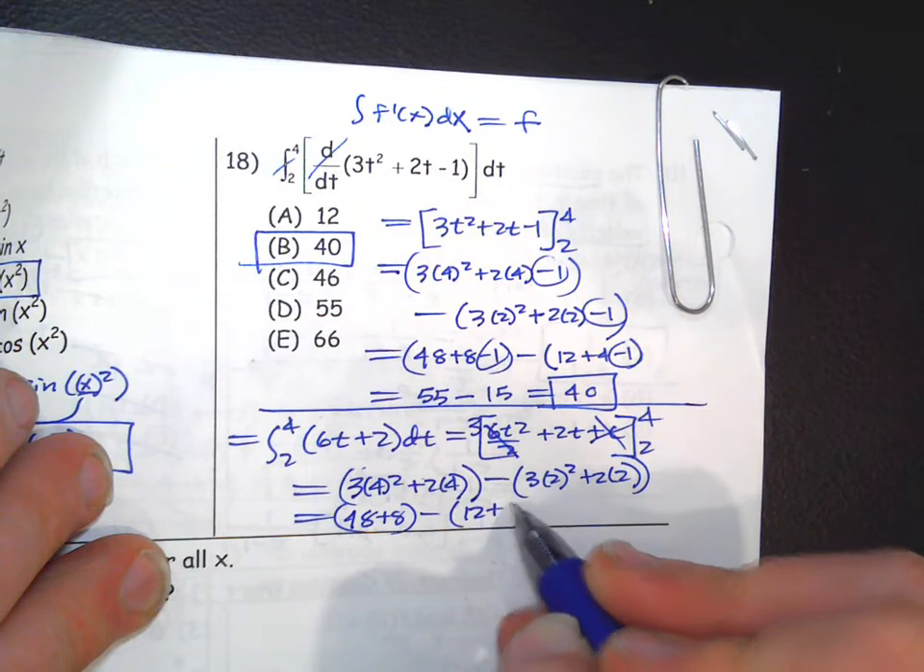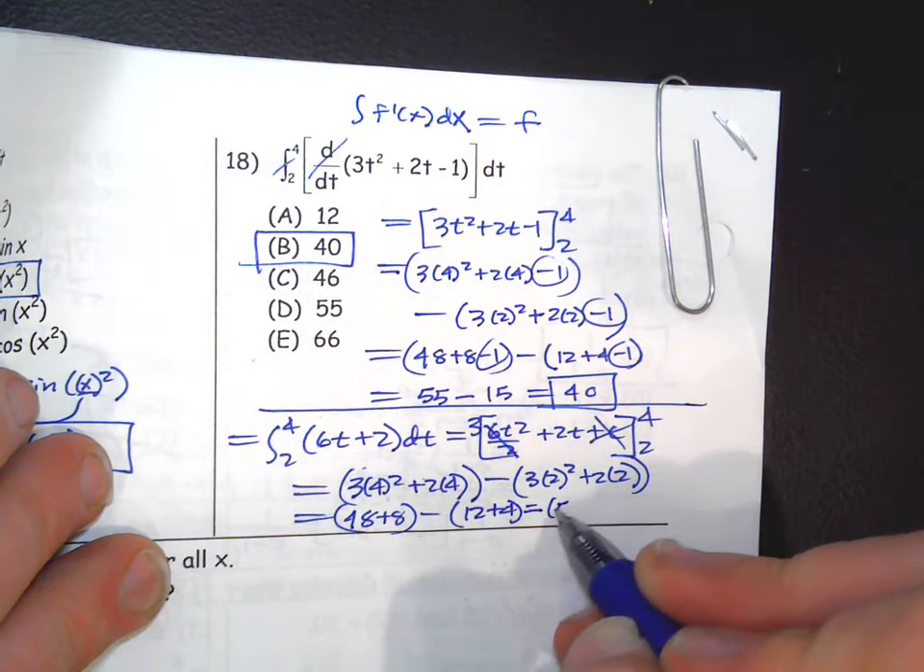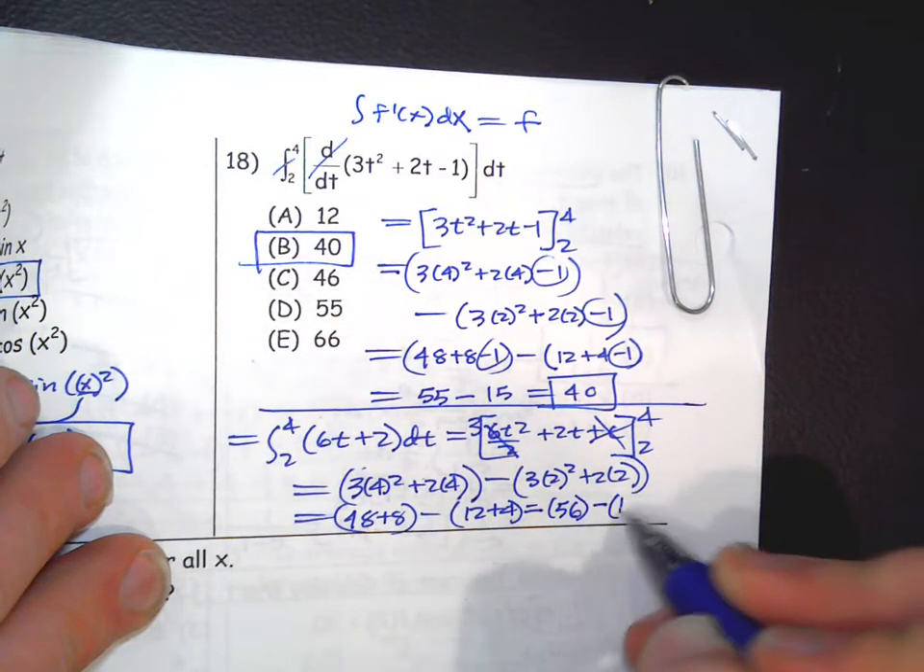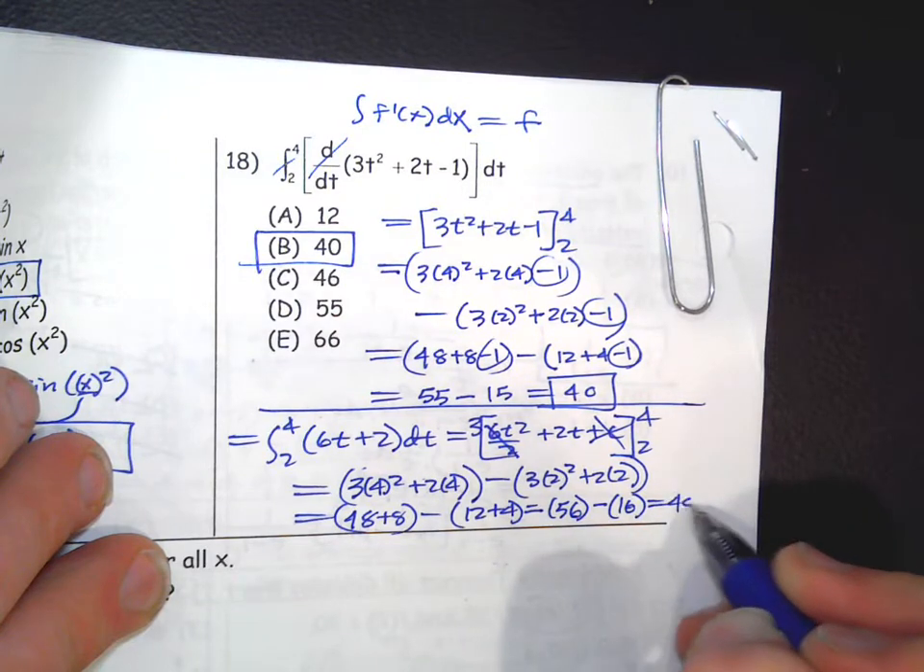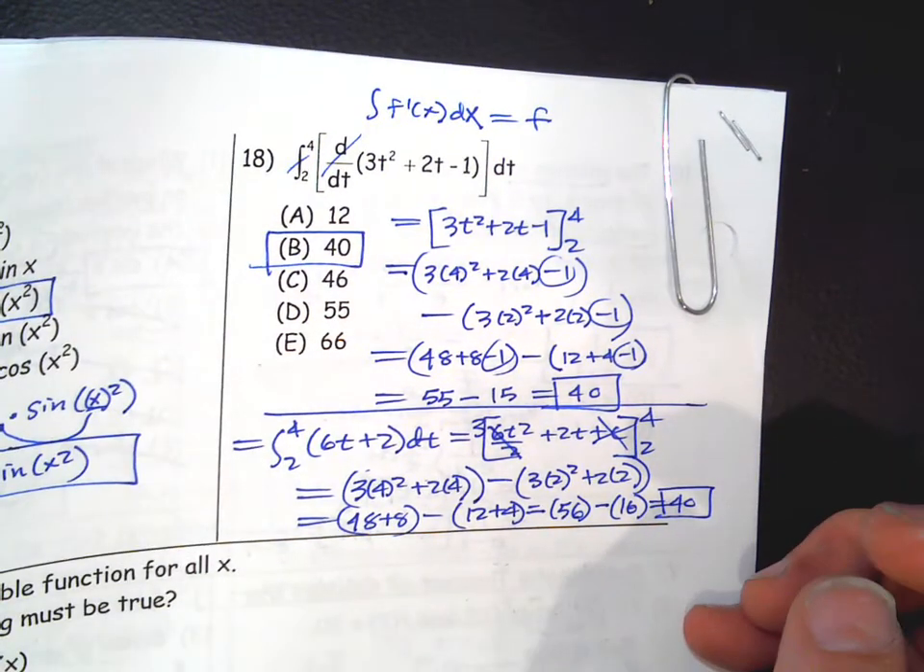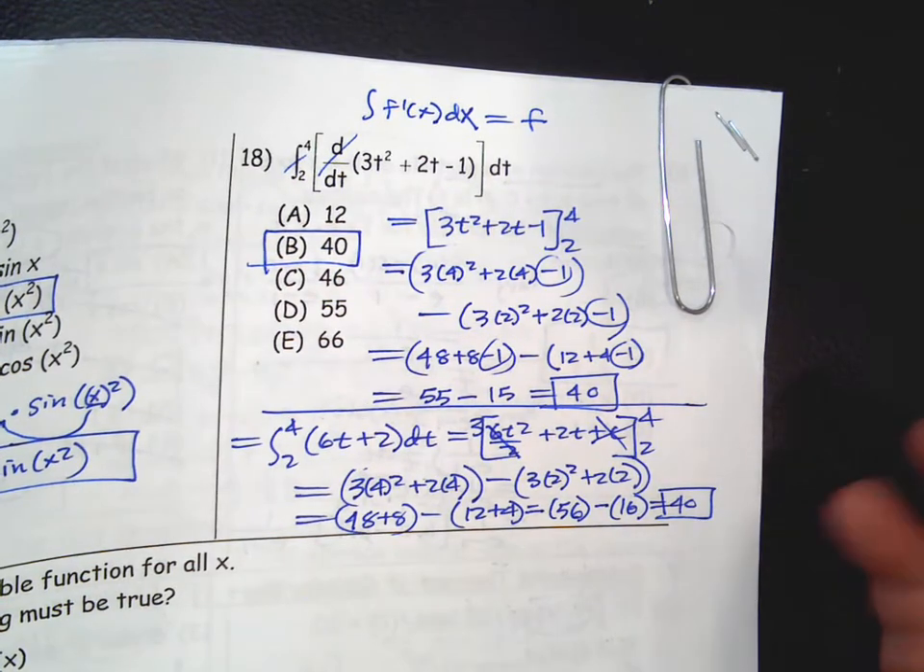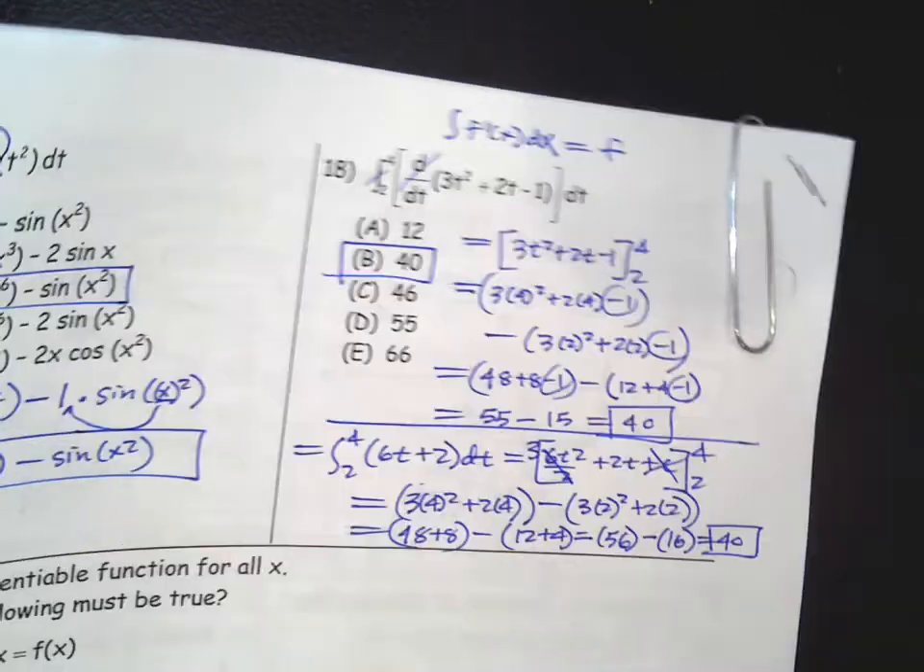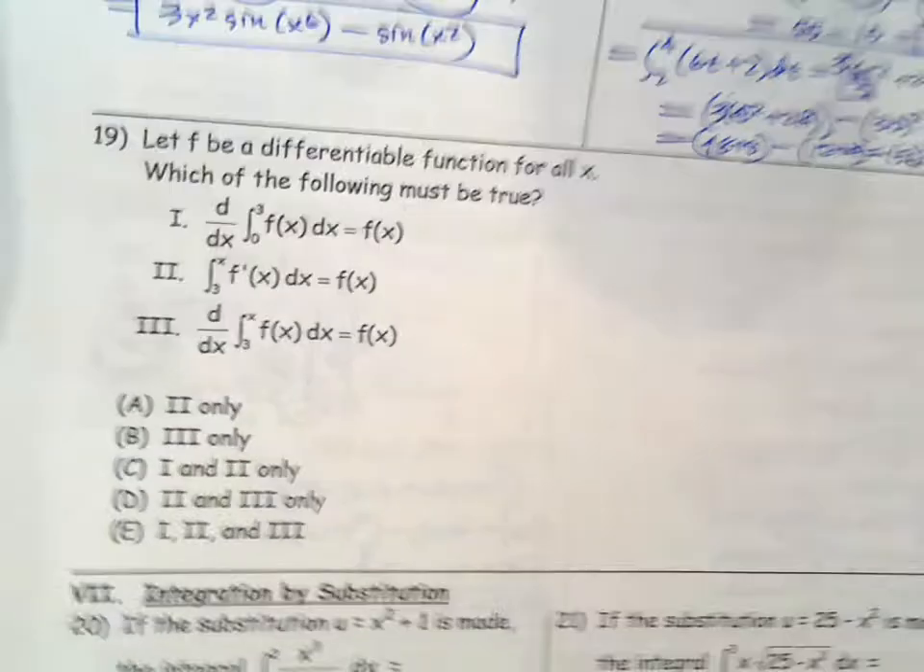12 plus 4, 56, minus 16 is 40. So we lost those minus 1s, but since they both have it as a plus c, it didn't really matter. I don't really know which one was quicker than the other.